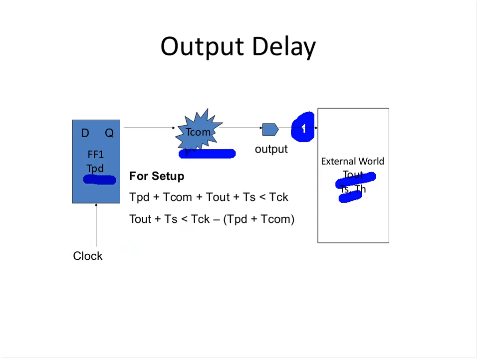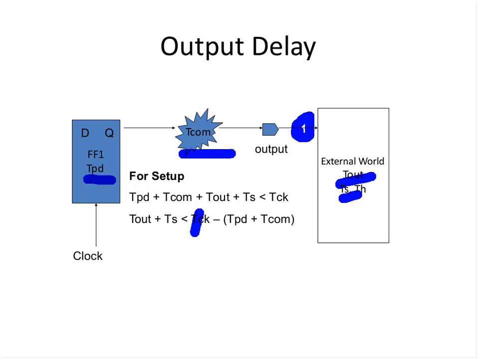What this tells me is that, let us say the clock period is again 10 nanoseconds, and the propagation delay is 2 nanoseconds, combinational delay is 2 nanoseconds. So 2 plus 2 is 4, 10 minus 4 is 6. It tells me that I can give 6 nanoseconds to the output side, because I am consuming 4 nanoseconds inside, right. So this will help us in estimating the output delay for the external world.